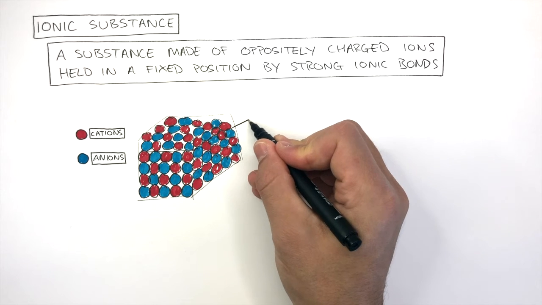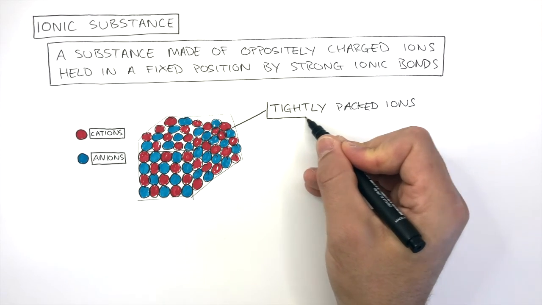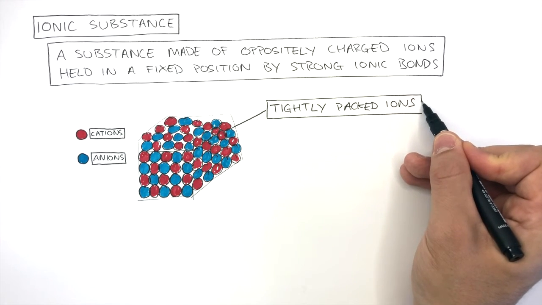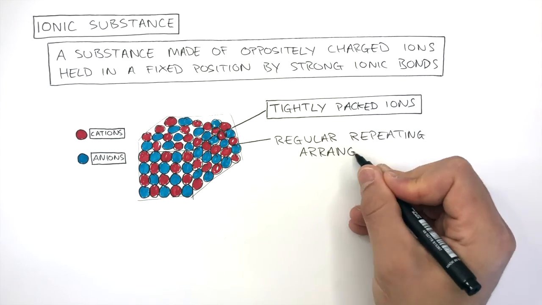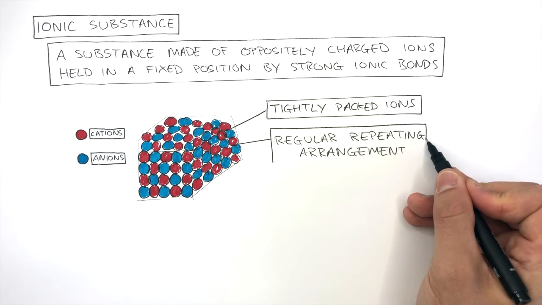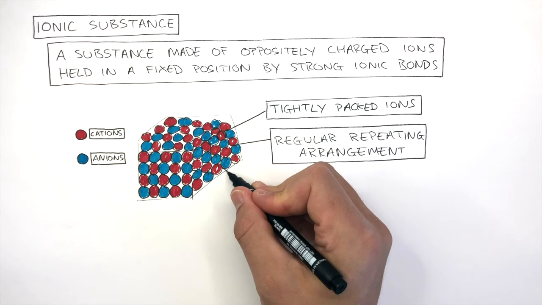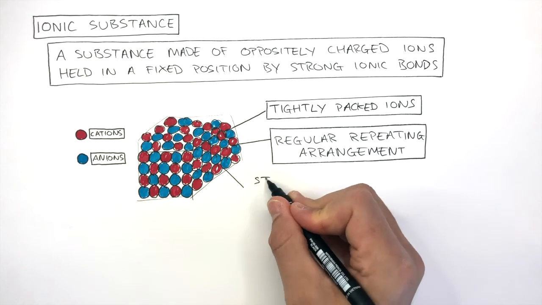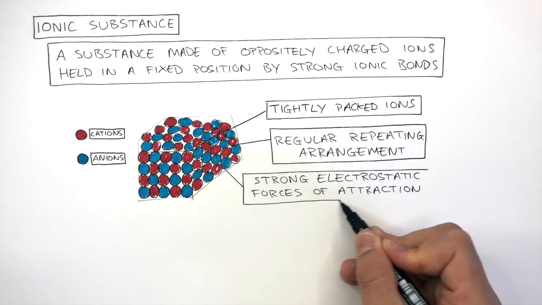This giant ionic lattice structure consists of tightly packed ions held in a fixed position. Just like any solid, they vibrate about their fixed position. The oppositely charged ions have a regular repeating arrangement. This is why we say it has a lattice structure. A lattice structure always has a regular repeating arrangement. And there are ionic bonds between every oppositely charged ion. These are the strong electrostatic forces of attraction that keep the ions in place.